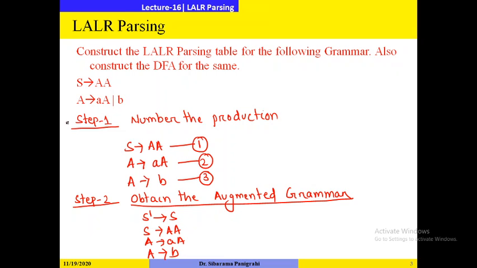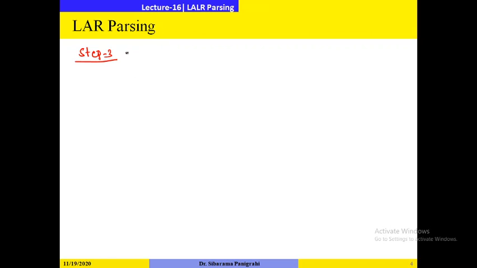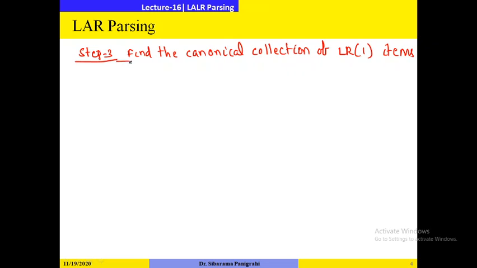In step number 1 we have numbered the productions. In step number 2 we have obtained the augmented grammar. Is that clear? Now in step number 3 we will find the canonical collection of LR1 items. So we have to compute the closure of the items.